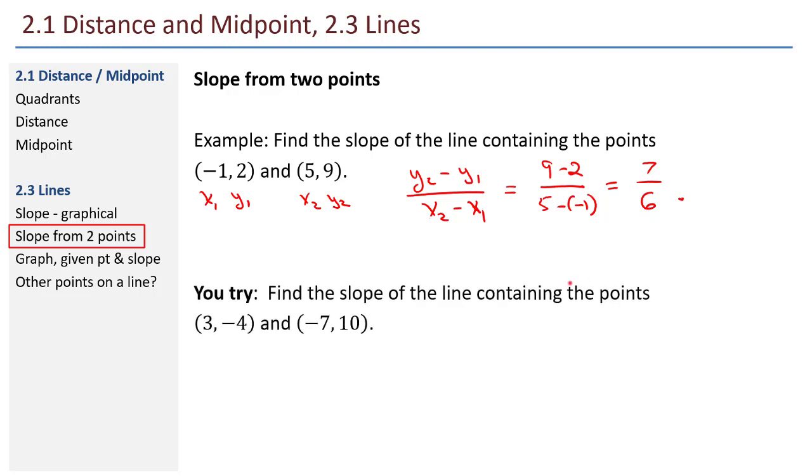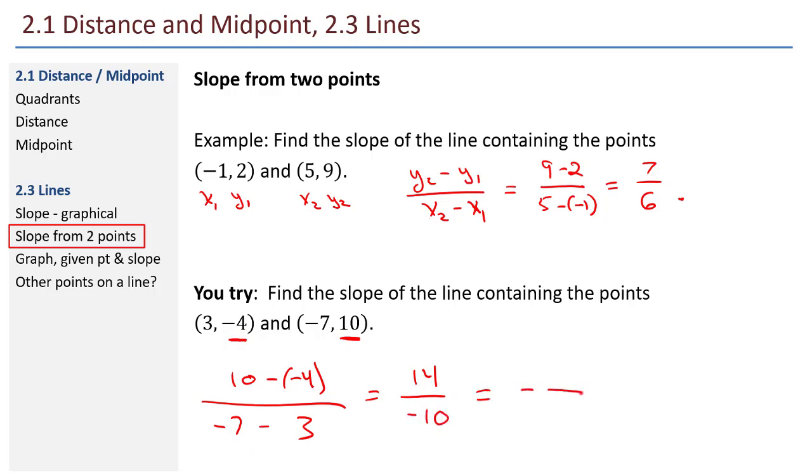Here's one for you to try. Pause the video, give this a try, and then restart the video again when you want to check your answer. It looks to me like the change in y is 10 minus negative 4, and the change in x is negative 7 minus 3. So that's 14 over negative 10. I can pull the negative out, and I can reduce 14 over 10 to make that 7/5. So negative 7/5 is the slope of that line.